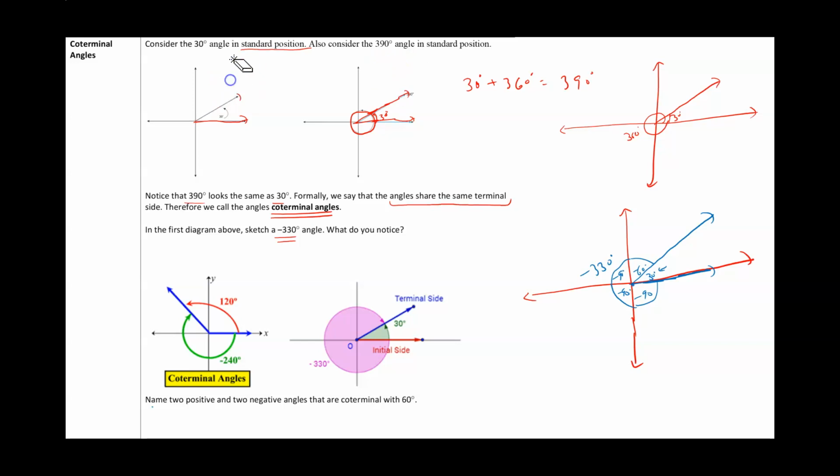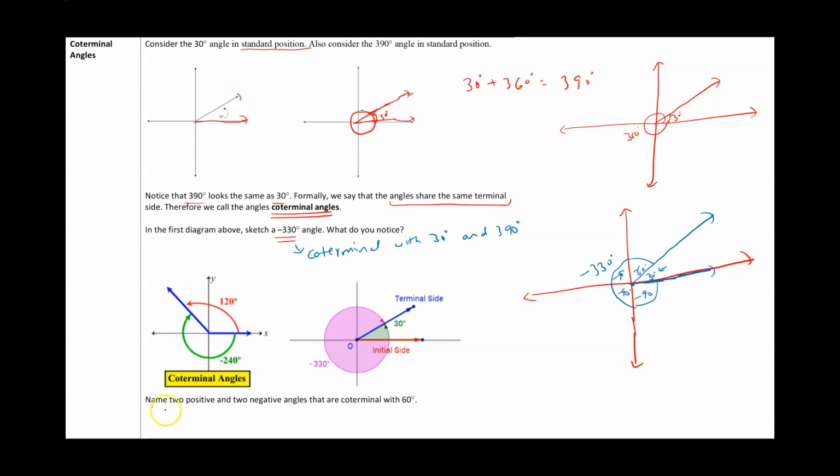So we can say that negative 330 is also coterminal with 30 degrees. Negative 330, this is also coterminal with 30 degrees and also with 390 degrees. And we can find an infinite number of angles that are coterminal with 30 and 390.